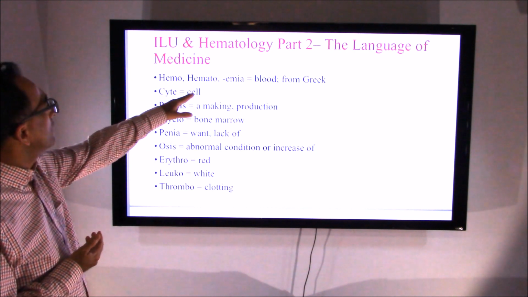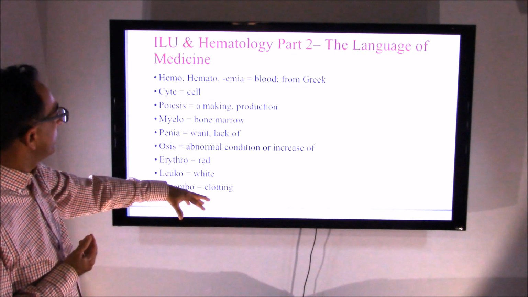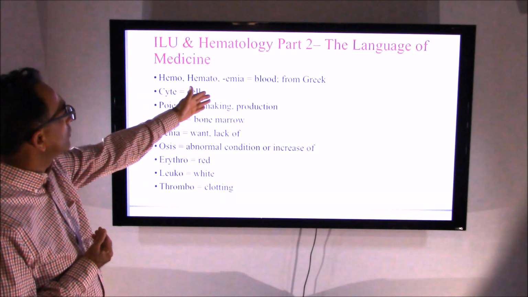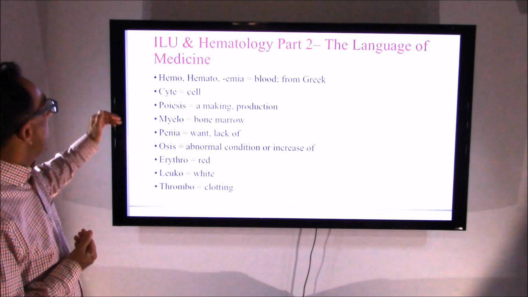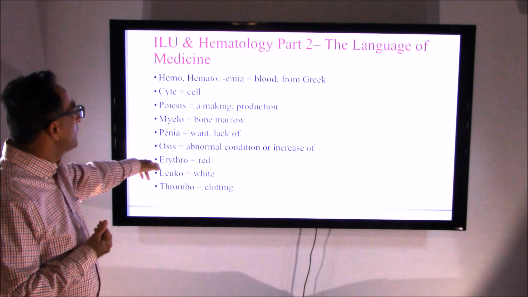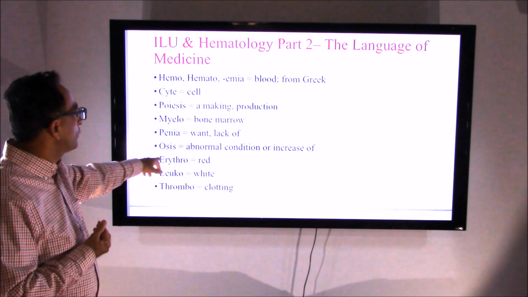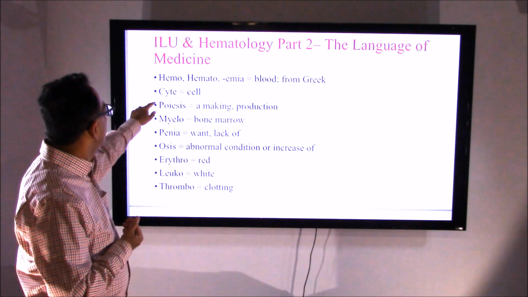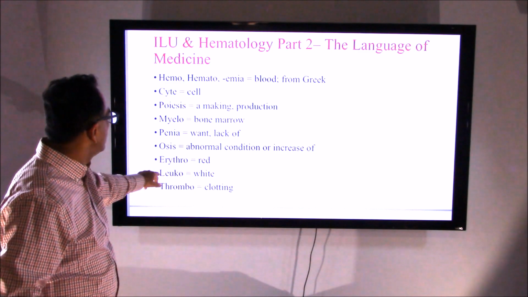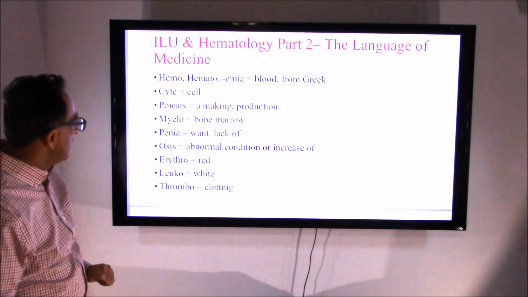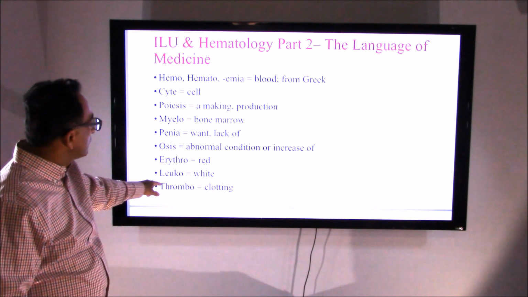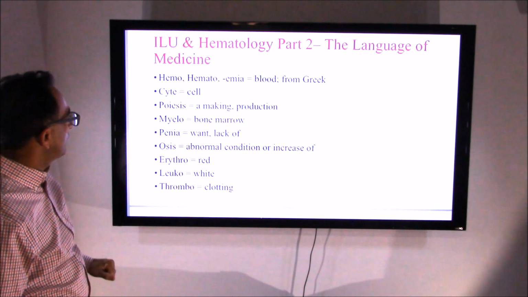So heme, or the blood, these are all coming from Greek. So hemia means blood, or heme or hemato would mean blood. You can have a red blood cell. Red means erythrocyte. So red blood cell, so erythrocyte. You can have a leukocyte, white blood cell. You can have a platelet or a thrombocyte.